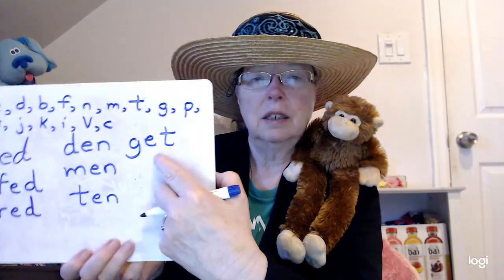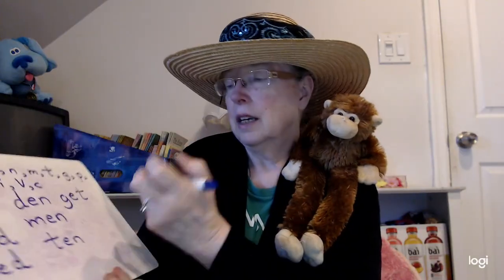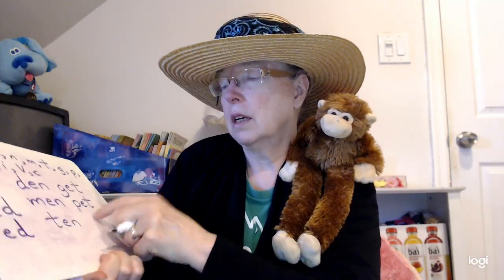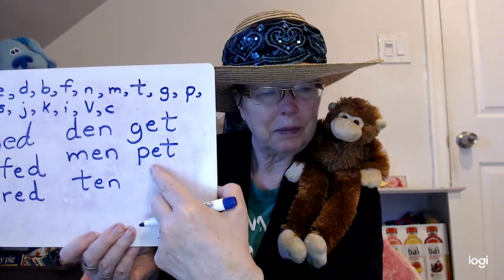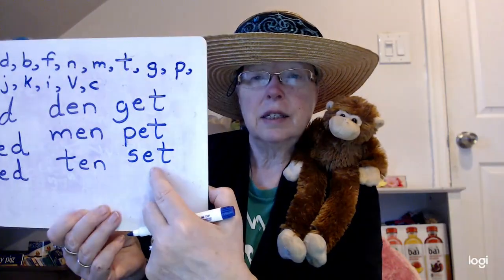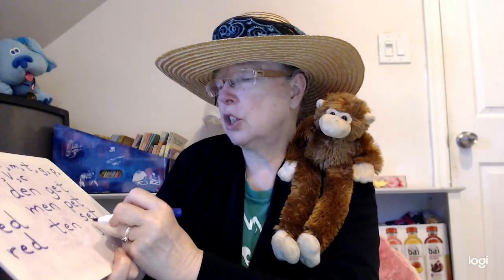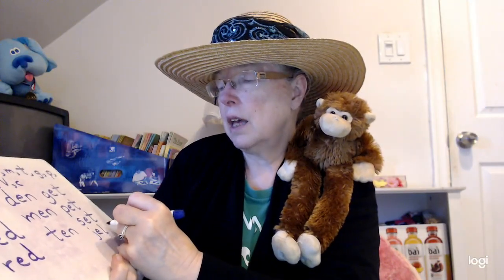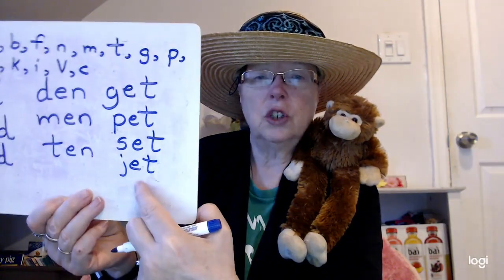Add a G, and you get get. Replace the G with a P, and you get pet. Replace the P with an S, and you get set. Replace the S with a J, and you get jet.